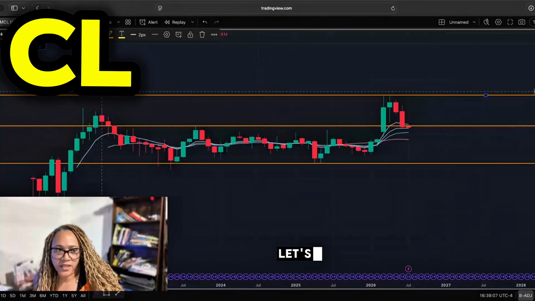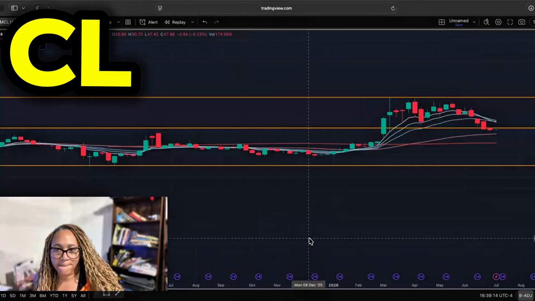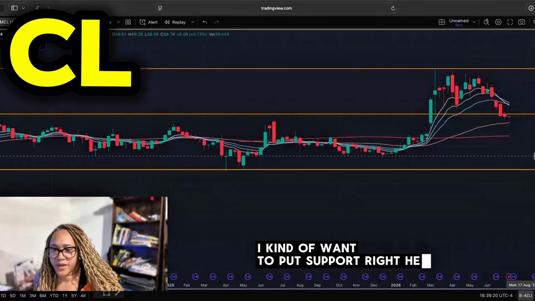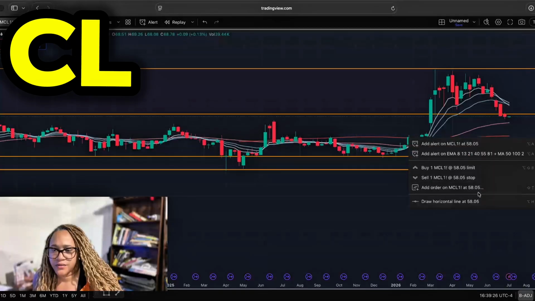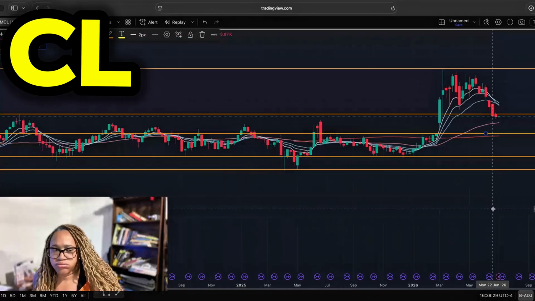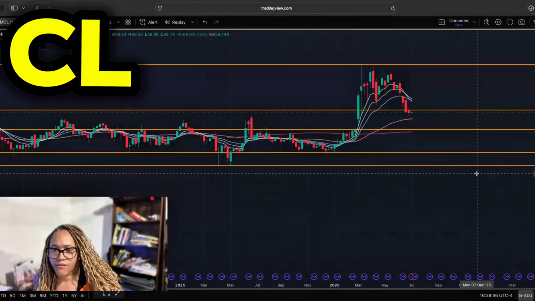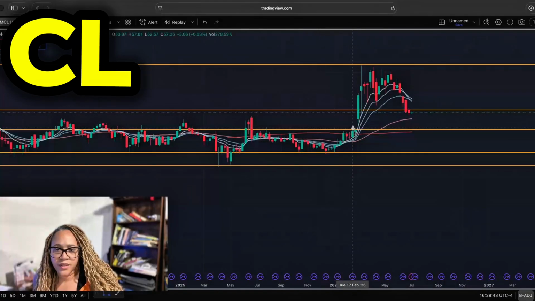All right, so let's see. Let's drop down to the week, because it's not too much information here. Starting to have some EMAs cross over. I kind of want to put support right here as well as resistance right here. Now I'm gonna drop down, but this right here, it does look like a valid gap.